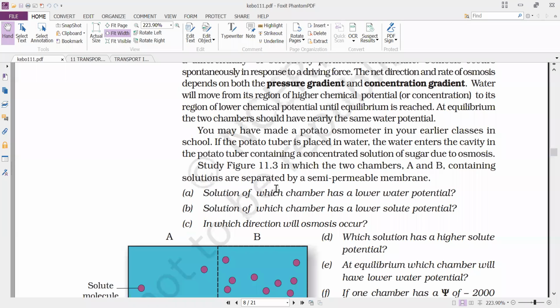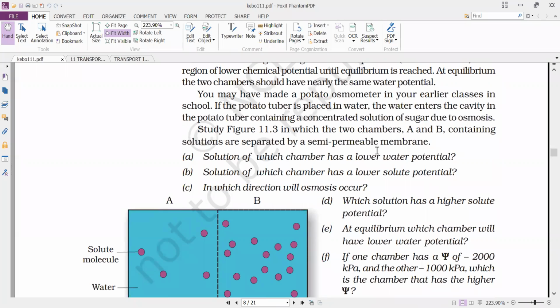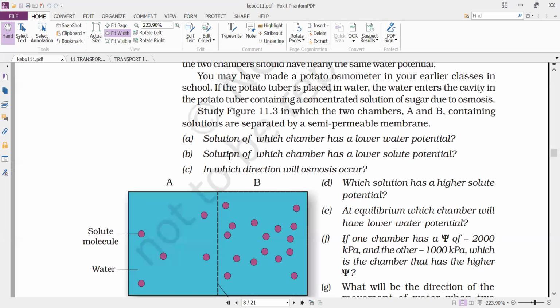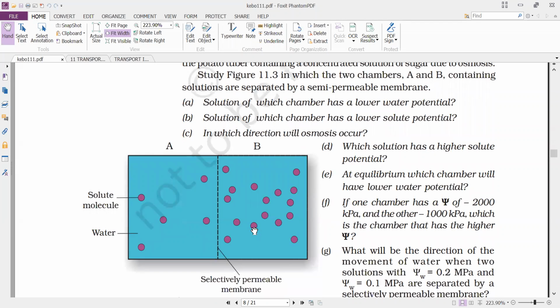Okay, here one diagram is given. Study figure 11.3 in which the two chambers A and B containing solutions are separated by a semi-permeable membrane. Here some questions were asked. Solution of which chamber has a lower water potential? B.